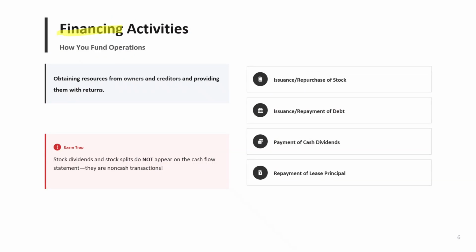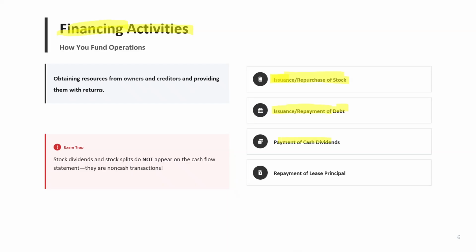Now let's start financing activities. Financing activities show how a company funds its operations and provides returns to investors. This section is about where the money is coming from and how it's paid back. What are the examples? Let's say the company issues stock or purchases stock, that goes to financing activities. Similarly for debt, issuing or repayment of debt.